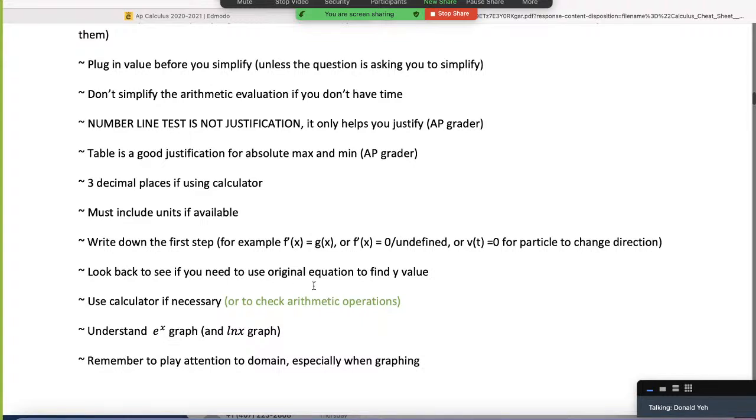Look back to see if you need the original equation to find y values. This happened on the question we did yesterday, the 2019 FRQ. You have to go back and plug in to find the y values.